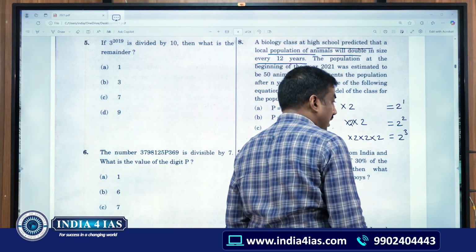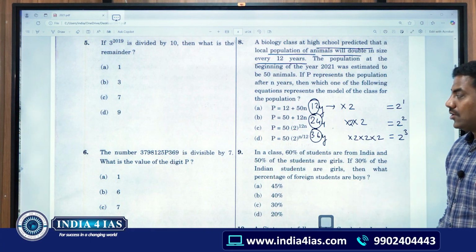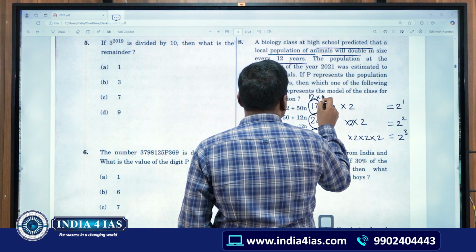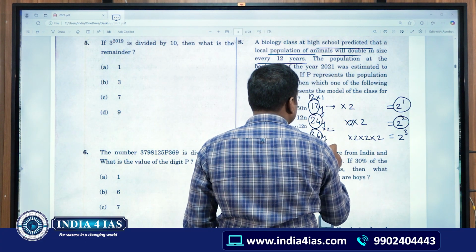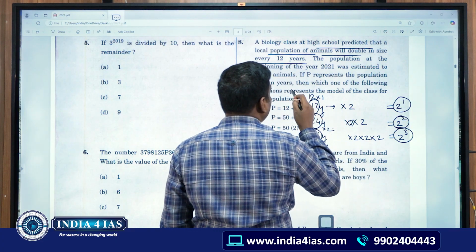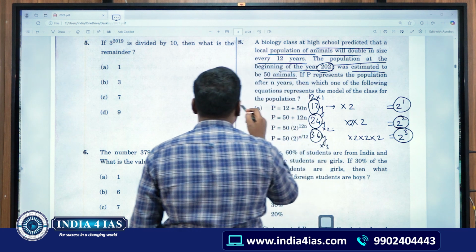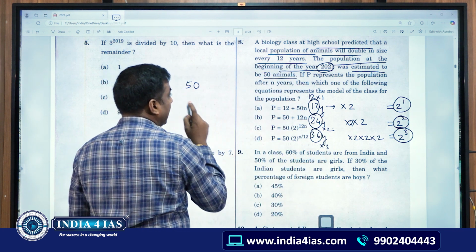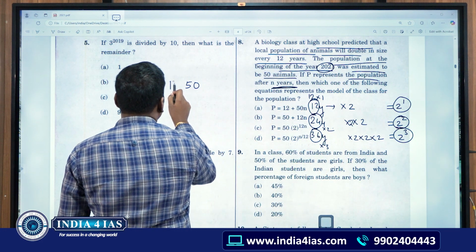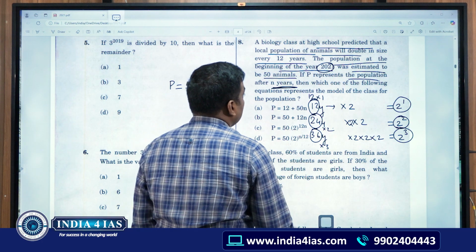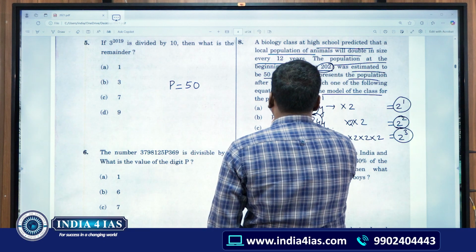What are this 1, 2, 3? These are the multiples of 12. So if it is 12 into 1 years, then it is 2 to the power of 1. When it is 12 into 2, then it is 2 to the power of 2. When it is 12 into 3, it is 2 to the power of 3. Now what are they asking? The population at the beginning of the year 2021 was estimated to be 50 animals. So it was 50 animals in the beginning. If P represents the population after n years, then which one of the following equations represents the model of the class?